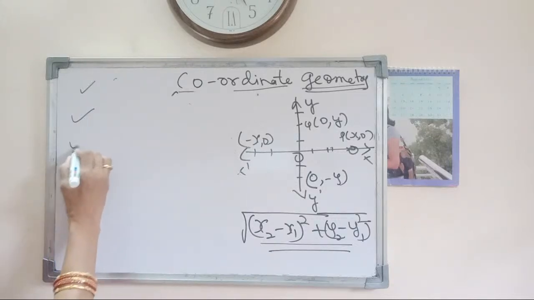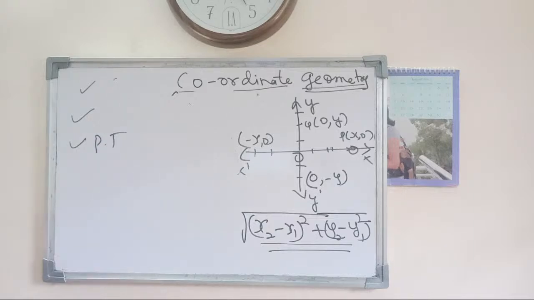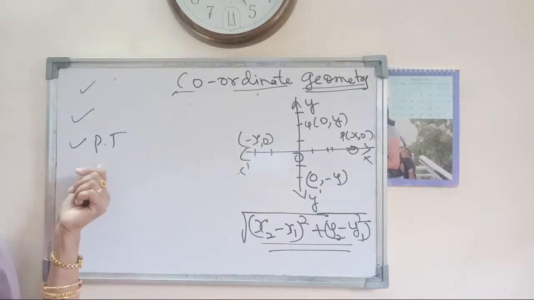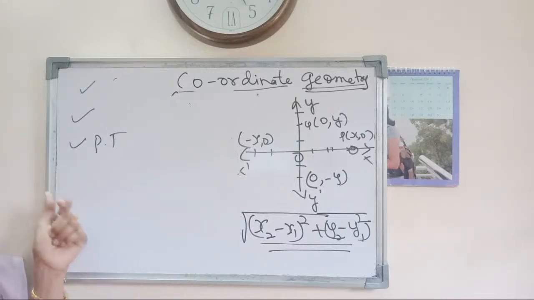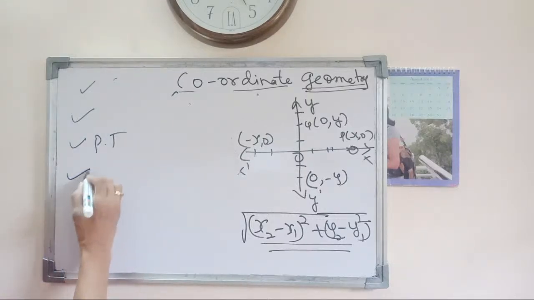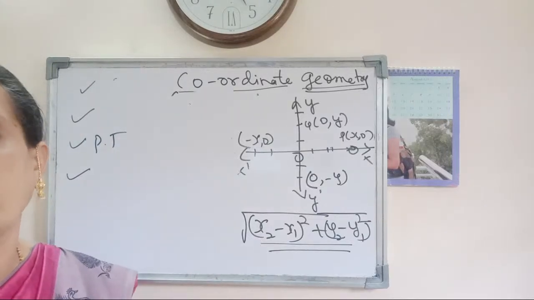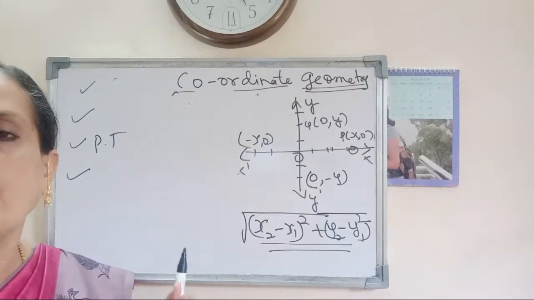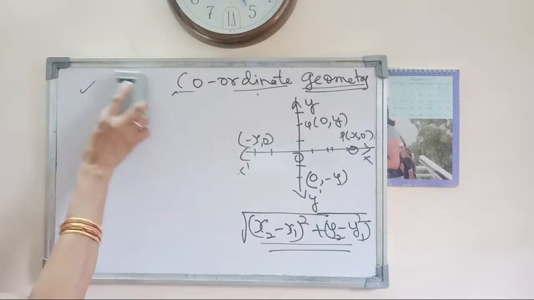If they satisfy Pythagoras theorem, that is square on the hypotenuse equal to sum of the squares, then we consider they are the sides of the right triangle or sides of the right isosceles triangle. If all the sides are unequal, we can find out they are the vertices of a scalene triangle. That also we can find out using this distance formula.